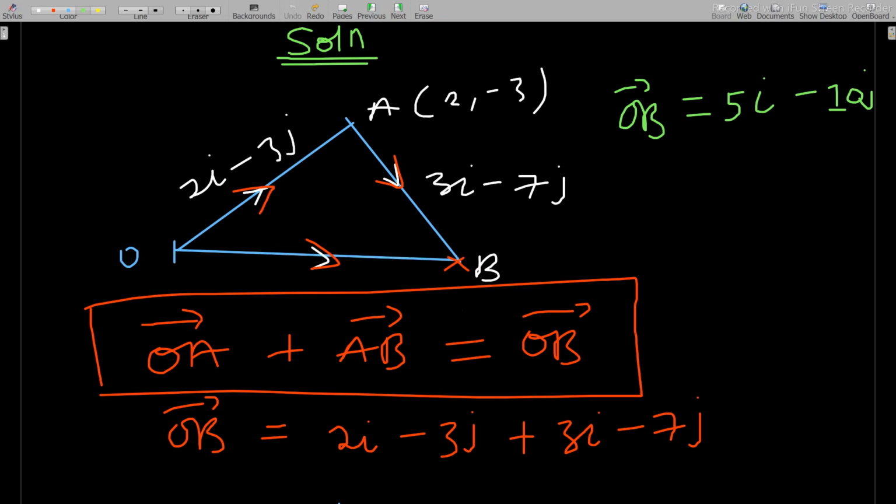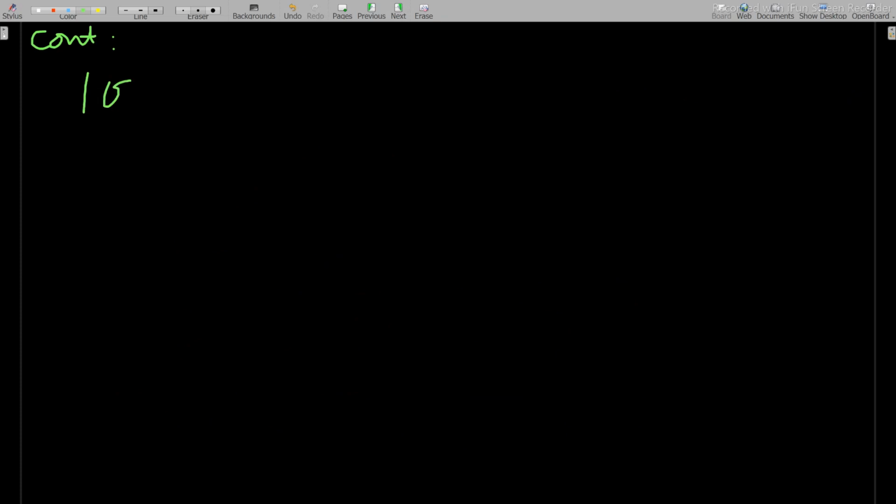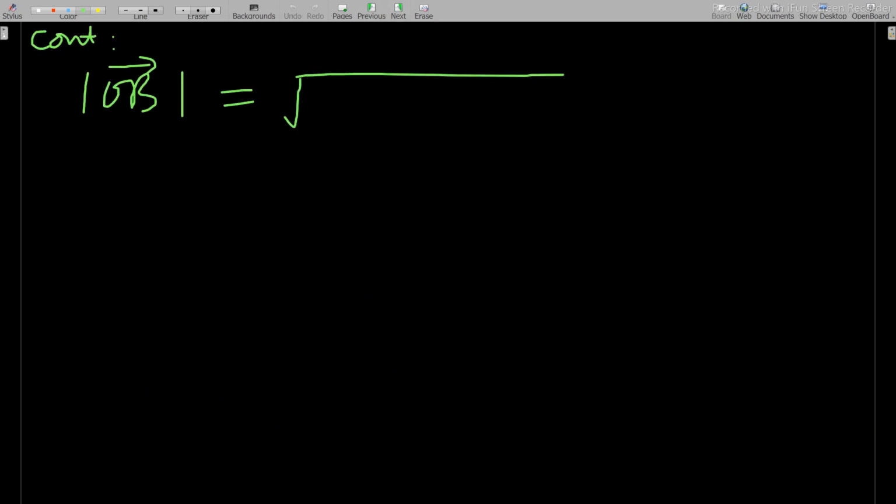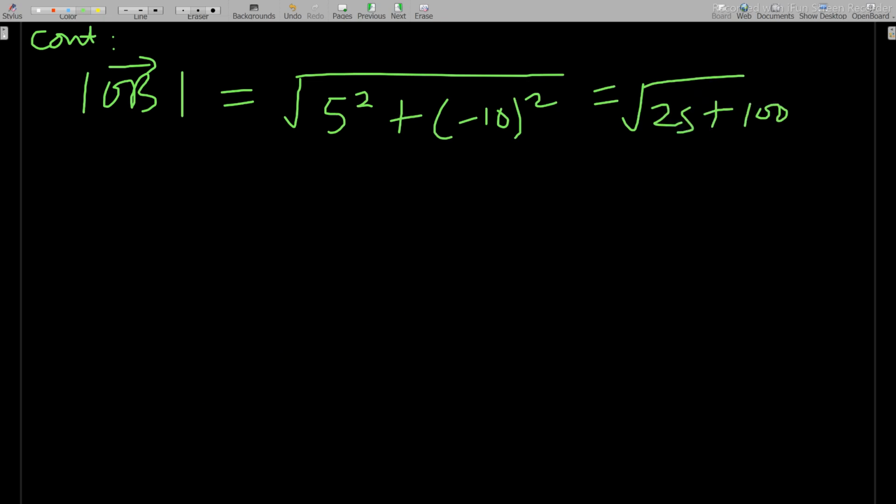So the distance would then be equal to distance OB, and that will be equal to, we said that, the square root of the sum of the squares of each component of OB, and the components are 5 and negative 10. So it becomes the square root of 5 squared plus negative 10 squared, and this will be the square root of 25 plus 100, and this will be equal to the square root of 125, and this is the same as 5 square root of 5 units, or whatever you want to put it. That is the solution to this question.